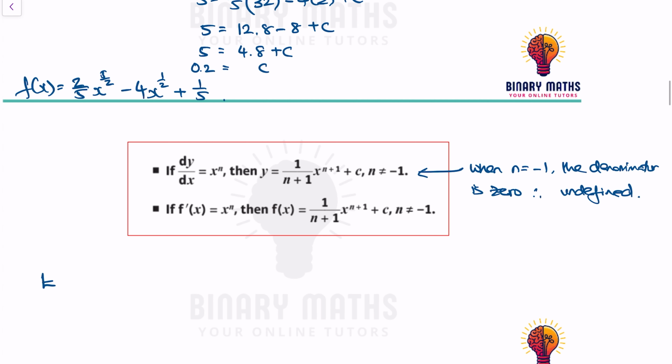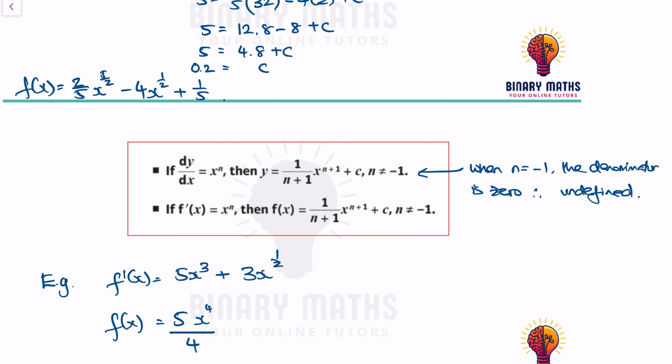For example, if you have f dash of x is equal to 5x cubed plus 3x to the power of a half, then f of x will be: the 5 remains there, you increase the power, so x to the power of 4, and you divide by that increase. For 3x to the power of half, you increase the power, which is 3 over 2, and then you divide by that increase. Whatever you increase it by, you divide by that increase as well. And plus c, and then you just simplify.